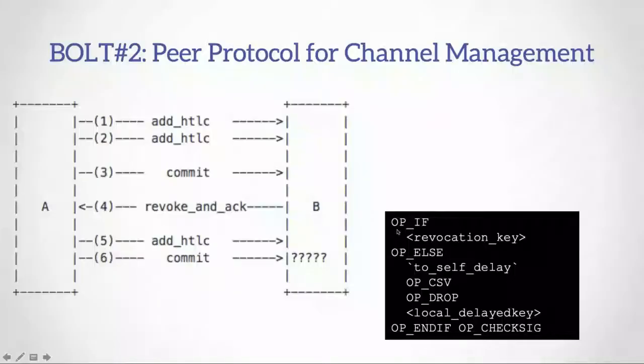Now, if the channel funder, A, disappears, it's not that big of a deal. It's kind of annoying for B, but they can broadcast the most recent transaction, and after some delay, they claim the balance that they're owed.